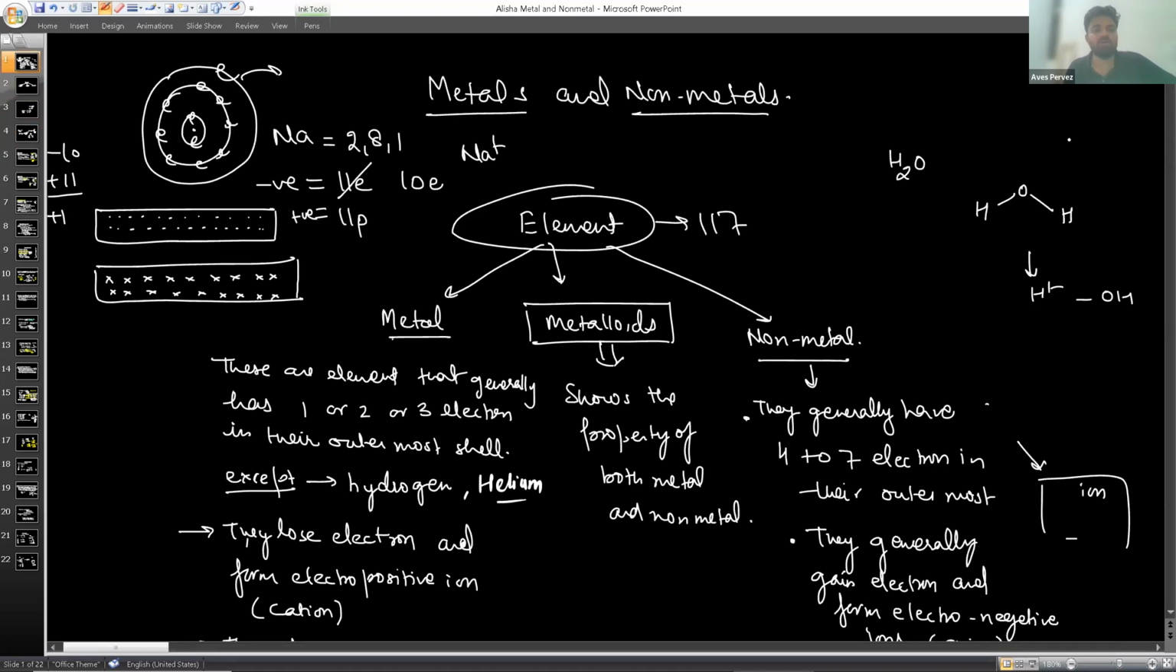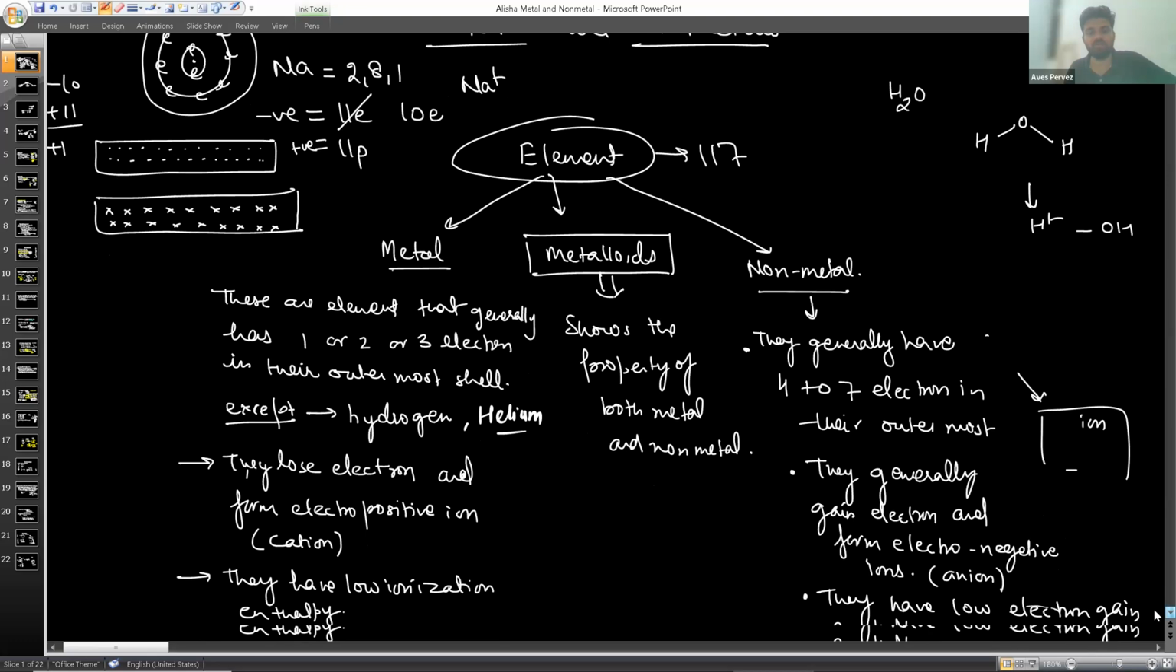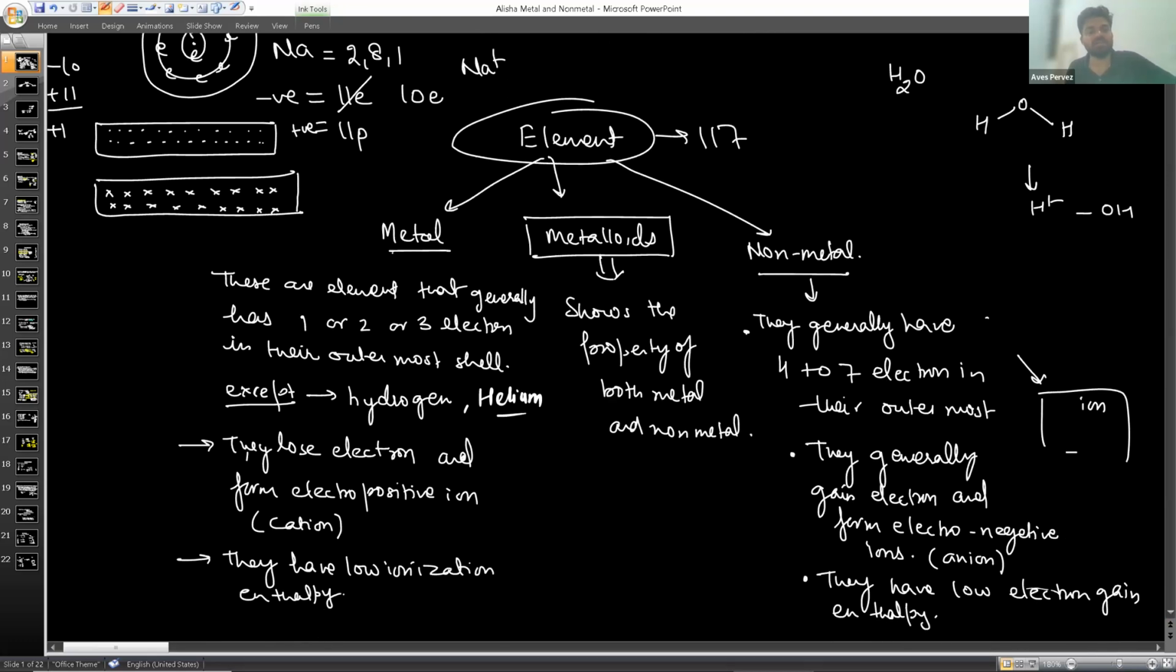So you have to do it this way. First learn it, then note it down. Metals are those elements that generally have 1 or 2 or 3 electrons in their outermost shells, except hydrogen and helium. Hydrogen has 1 electron in its outermost shell and helium has 2, but they are not metals, so there is an exception for them. Metals lose electrons and become electropositive ions that we call cations. They have low ionization energy, meaning they can easily become ions by losing electrons.